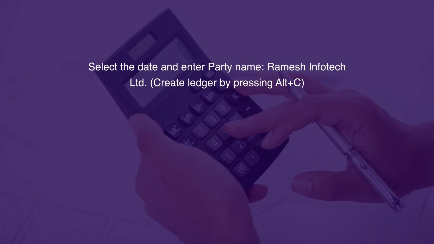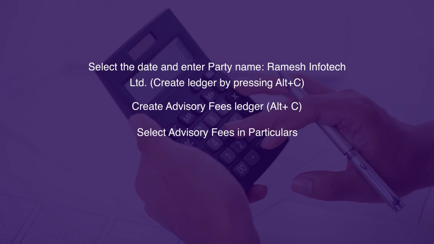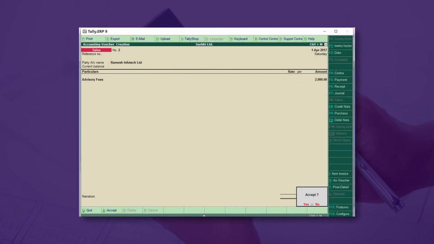Now select the date and enter the party name. The party name will be Ramesh Infotech Limited. You can create a ledger from the voucher screen itself by clicking Alt plus C. The ledger screen will open and you can create the ledger Ramesh Infotech Limited in case you have forgotten to create it before. Now create the advisory fees ledger also. Once you have created the advisory fees ledger, you can easily select advisory fees in particulars. Enter the amount as 2000 rupees. The screen will be as this. You can see now the party name has been updated as Ramesh Infotech Limited.